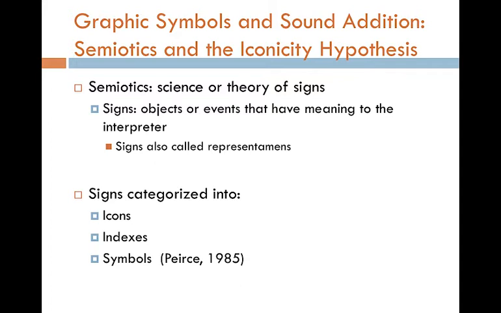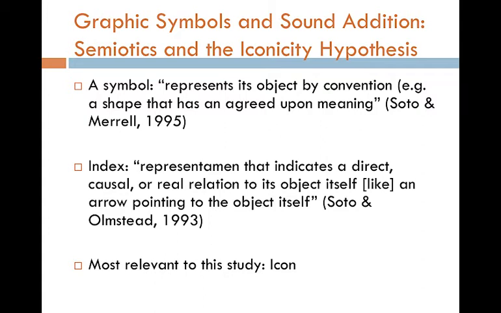Semiotics is a science or theory of signs, and signs are objects or events that have meaning to the interpreter. These signs can also be called representations. Signs are categorized into icons, indexes, and symbols. A symbol represents its object by convention, like a shape that has an agreed upon meaning. So that stop sign at the end of your street corner, that is a symbol. An index is a representation that indicates a direct, causal, or real relation to the object itself, like an arrow pointing to that object.